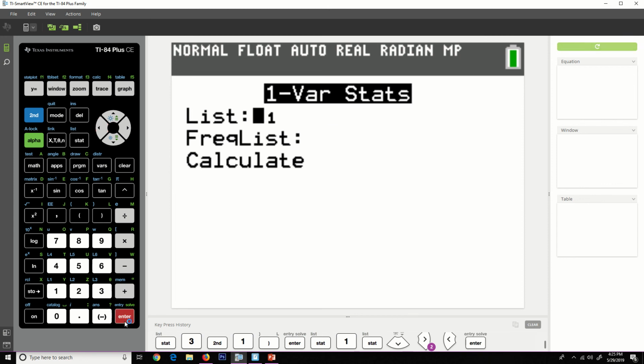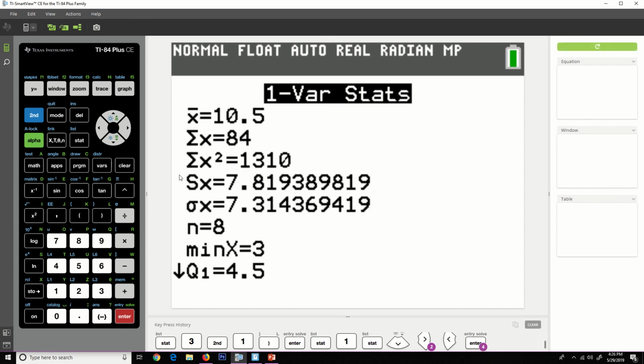So first variable stats tells us a little bit about some different things in there. If I hit enter, I have data in L1. Frequency list is for weighted means and frequency distributions. I hit calculate here. We get our first variable stats. X bar is the average. This is the sum of the data.